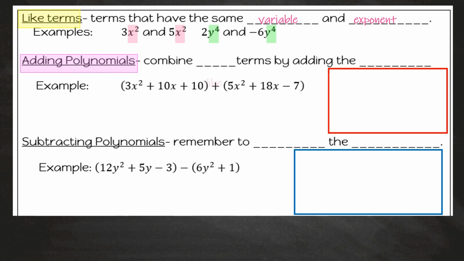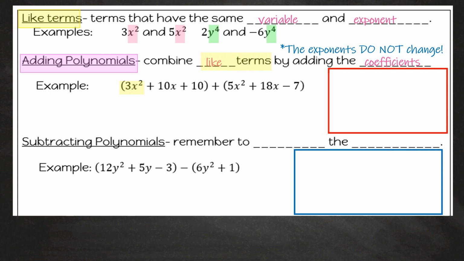When we add polynomials, we are going to combine the like terms by adding the coefficients. So the coefficients, remember, are just the numbers that are in front of the variable. Okay? The exponents do not change when we're adding or subtracting our like terms. Exponents only change when we multiply or divide. So just remember that if I had 2y to the fourth and I was adding negative 6y to the fourth, the y to the fourth would stay the same. Only the coefficients change. Okay?